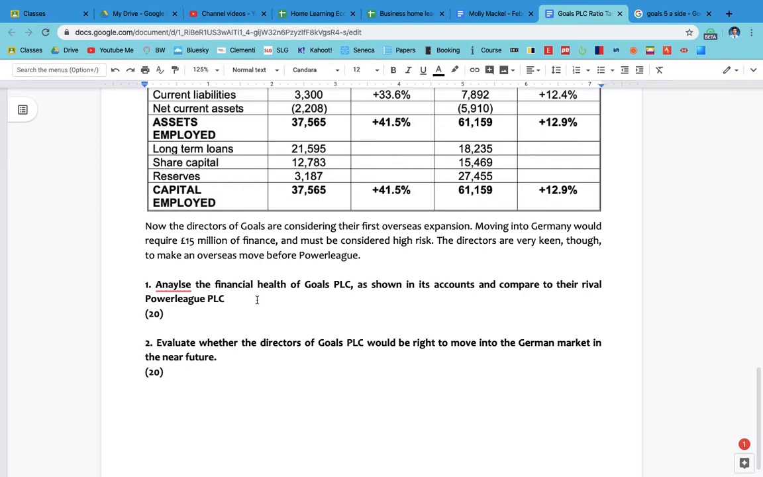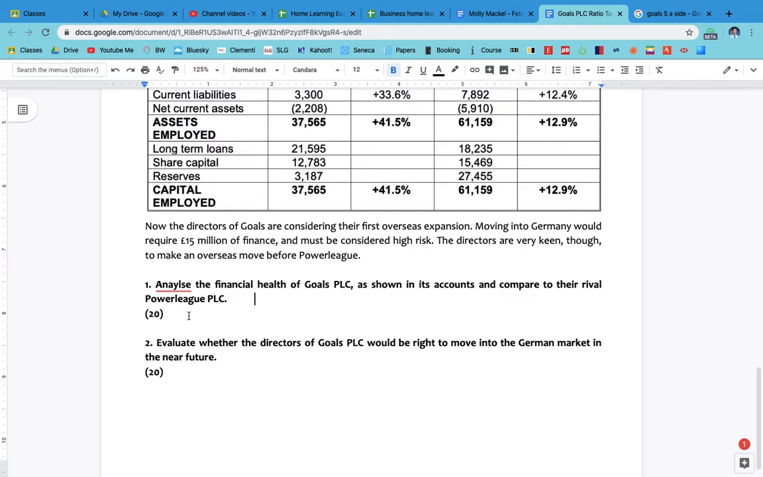Analyze the financial health of Goals PLC as shown in its accounts and compare to their rival Power League PLC. And secondly, evaluate whether the directors of Goals PLC would be right to move into the German market in the near future.